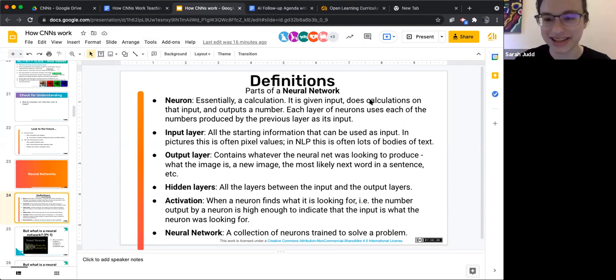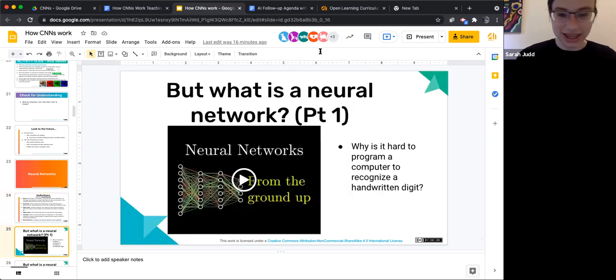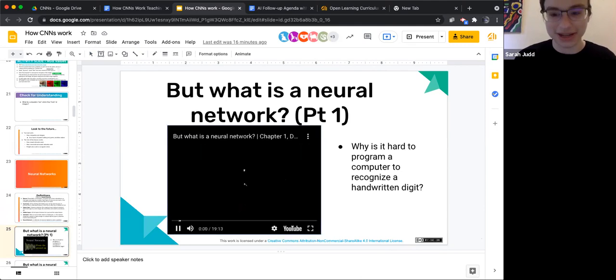So you can see it on Nick's image here. There's the input layer. There's a bunch of dots, and they're connected to each other. And then there's an output bunch of dots. That is a neural network. All of the stuff in the middle are hidden layers. And then activation is when a neuron has found what it is looking for. A neural network is just that whole thing. So that was a lot of information all in one go. We're going to actually go through the video and take it step by step, starting with just why it's hard for a computer to recognize a handwritten digit.